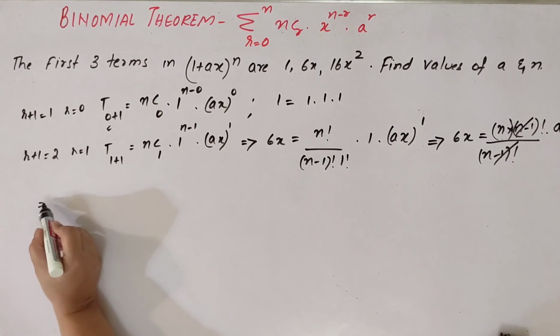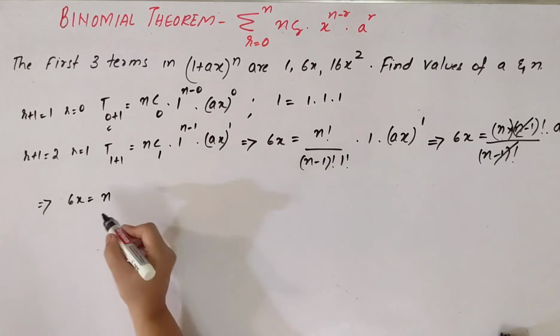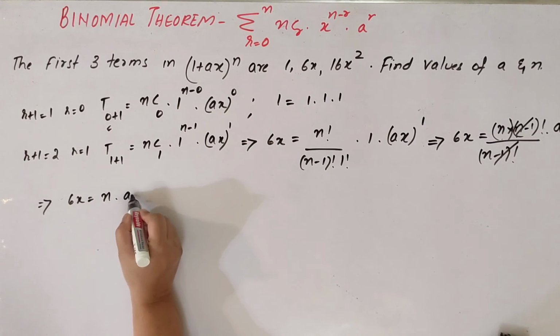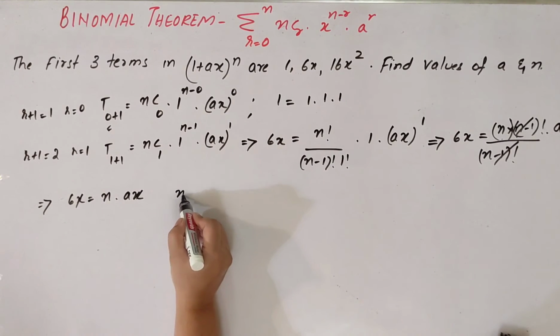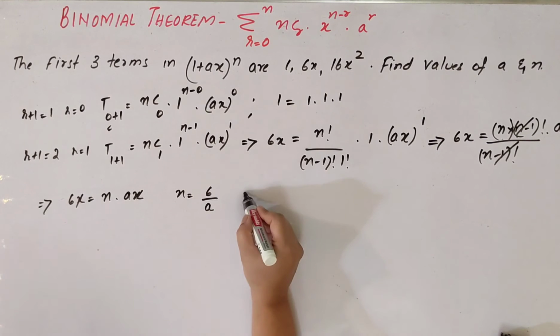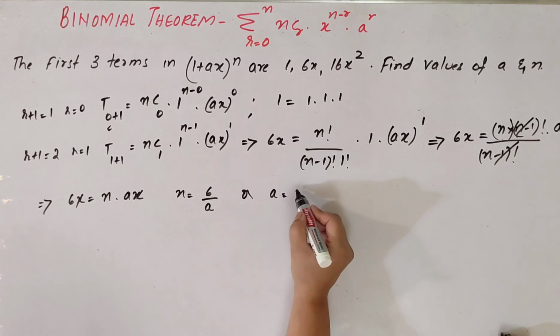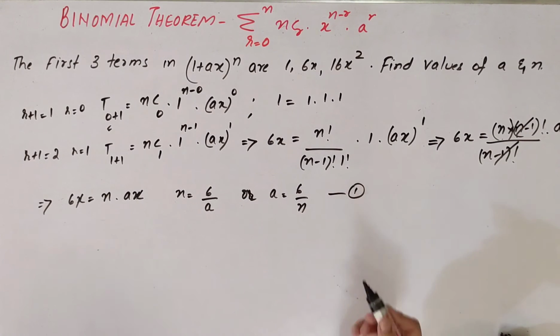So what do we get? 6x is equal to n from here into 1 into ax. x and x get cancelled. We will have n is equal to 6 by a, or a is equal to 6 by n. Right? Let's say this is equation 1.